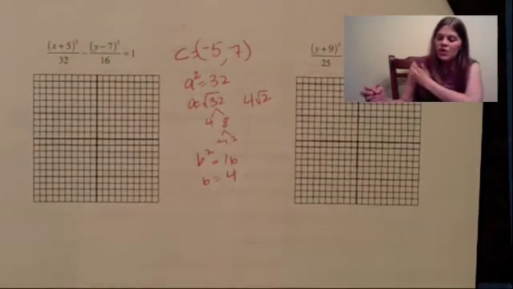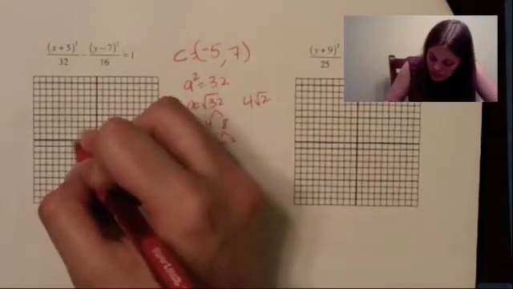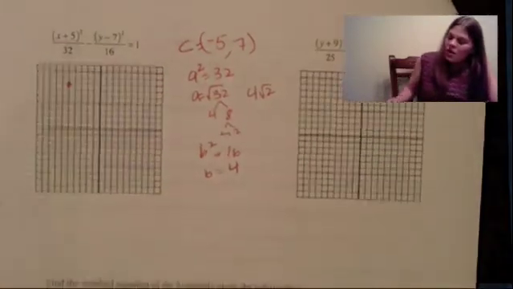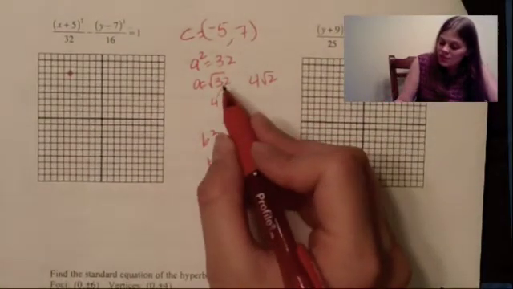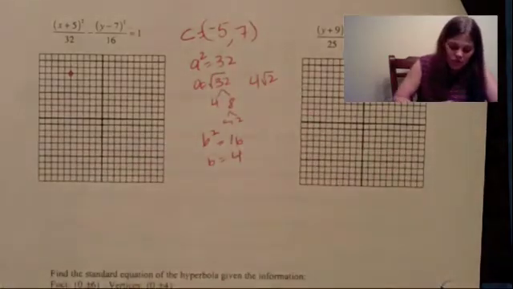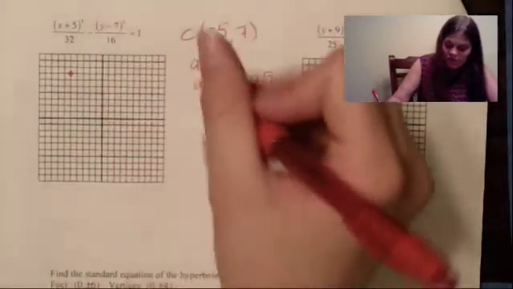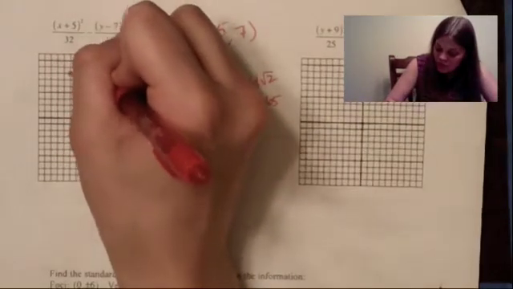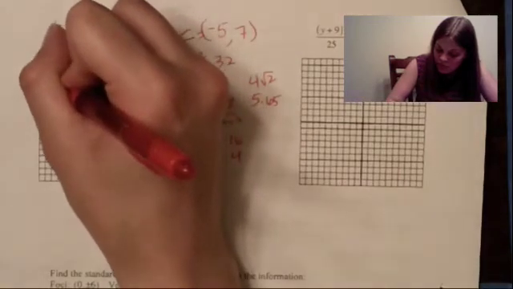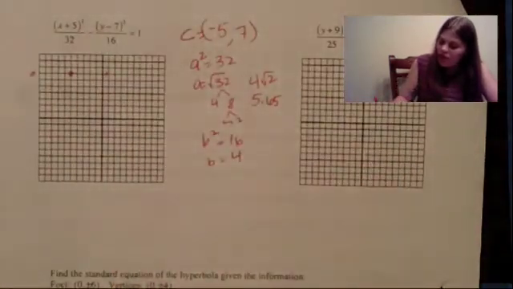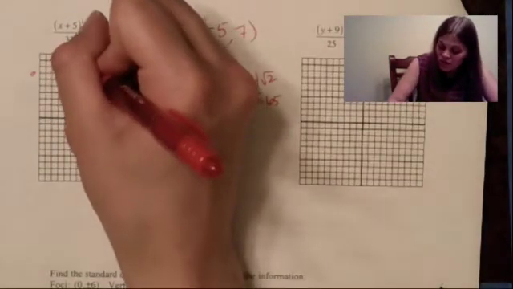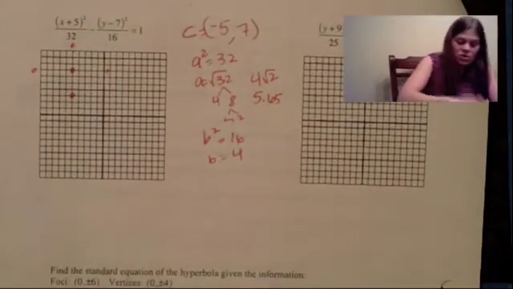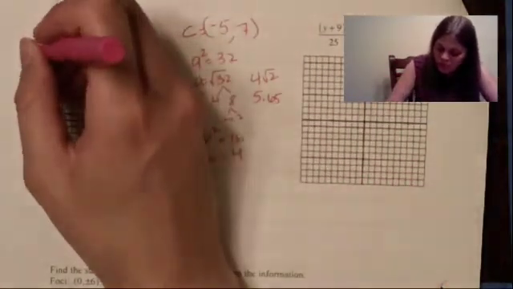Okay, so I start at -5, 7. 1, 2, 3, 4, 5. 1, 2, 3, 4, 5, 6, 7. I'm going to go left and right by root 32, which is 4 root 2, and 4 root 2 is 5.65. So 1, 2, 3, 4, 5.65, and then I'm going to go up and down by 4. So 1, 2, 3, 4. I'm going to create a box shape. Let's see how purple turns out.